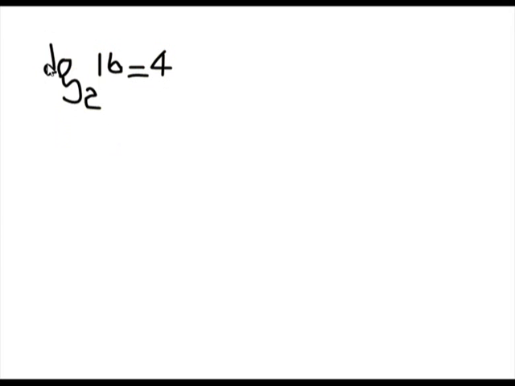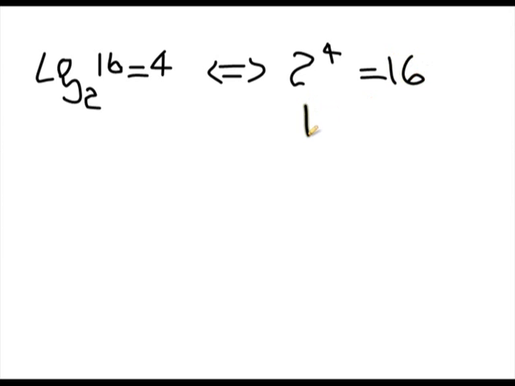Okay, let me just erase this. Here I have log base 2 of 16 equals 4. So the same process: the result is the power to which I need to raise the base in order to have 16. It's 2 to the power of 4 equals 16, or I can say 16 equals 2 to the power of 4. Okay?